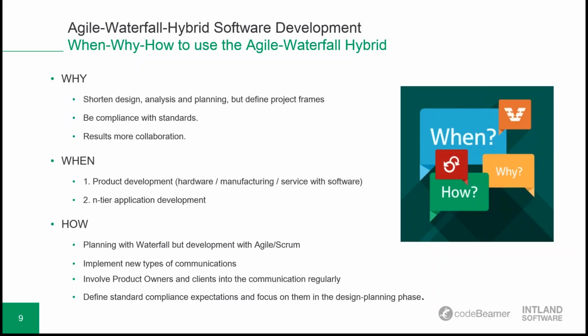And the third big question is how to use Agile and Waterfall Hybrid. Nothing is set in stone about how to use it, but we would like to give you a few tips on how we recommend using it. And this is the following. Planning, design, and requirements definition can be done with Waterfall, but development and testing in short sprints with Agile Scrum.